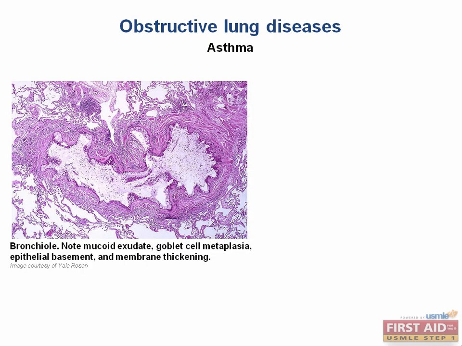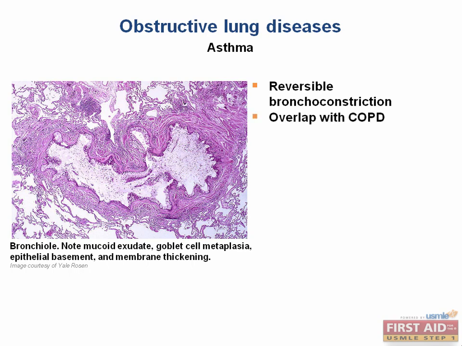Now, here's a picture of a patient's bronchiole who has asthma. Note the mucoid exudates in the lumen, the goblet cell metaplasia, and the epithelial basement membrane thickening. So how is asthma different from COPD? Asthma is classically caused by bronchial hyperresponsiveness leading to reversible bronchoconstriction, whereas in COPD, the obstruction tends to be fixed. Now remember, there's a spectrum of diseases where you can have a bit of overlap between the two conditions. The classic pathology associated with asthma is smooth muscle hypertrophy, airway inflammation, and mucus plugging.